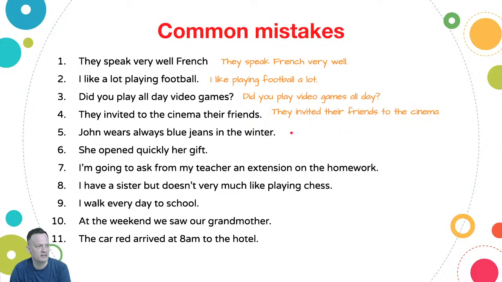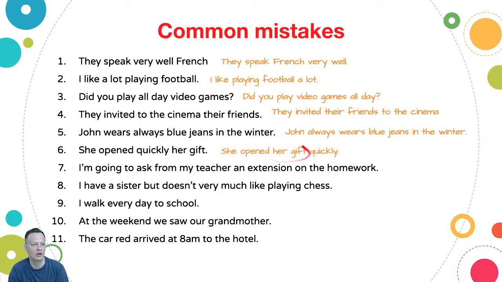Ugo says that 6 is okay, but it's not okay. V is good. John always wears blue jeans in the winter. Barbara has corrected. She opened her gift quickly. Yes, Barbara. Very good. She opened her gift quickly. So after the verb, we've got the object, and then we've got the adjective or the adverb here that describes how she opened her gift.